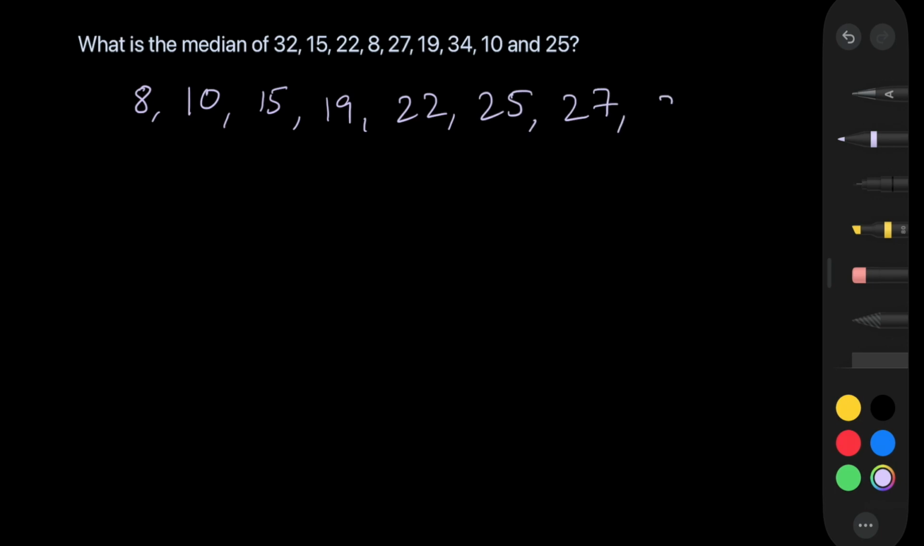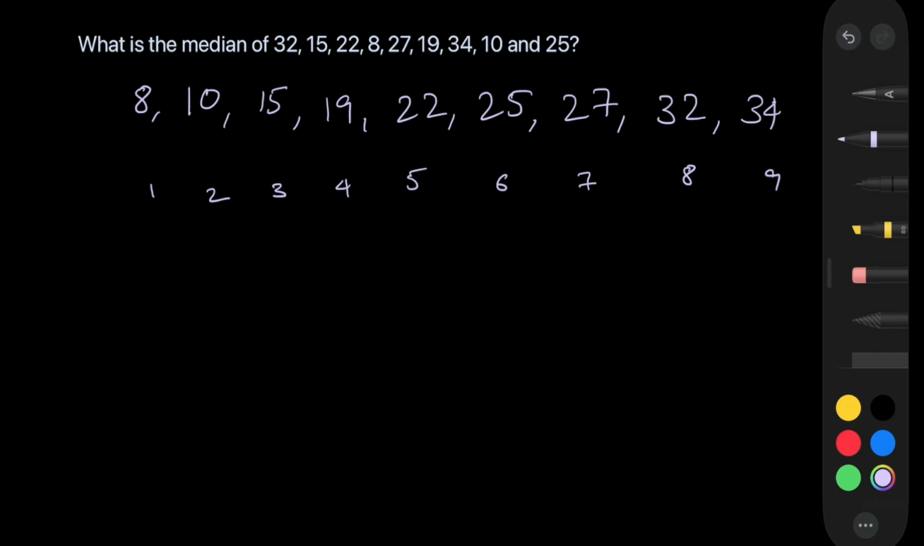So first we need to arrange this in either ascending or descending order. I'll go with ascending. That's 8, 10, 15, 19, 22, 25, 27, 32, and 34. So we have 1, 2, 3, 4, 5, 6, 7, 8, and 9 numbers in this set.